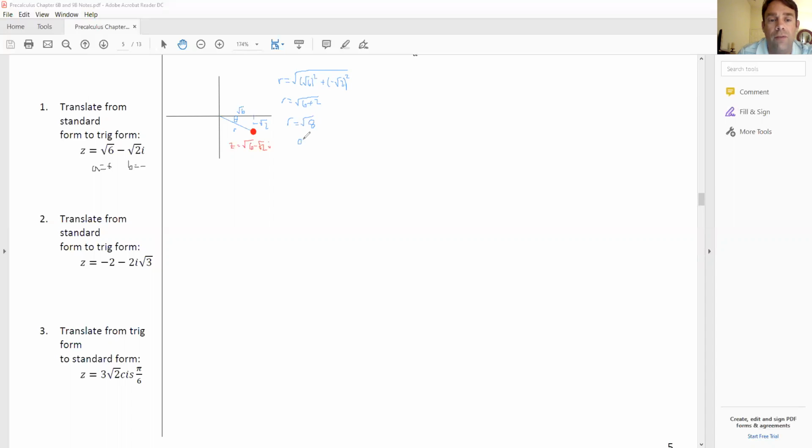Which is the same thing. If you wanted to, you can. You don't have to. So don't feel like you have to simplify the square root. Again, we really don't need to. We can leave it as root 8. But if you wanted to go to 2 root 2, you sure could. So there's our r. Now we're ready to figure out what theta is.